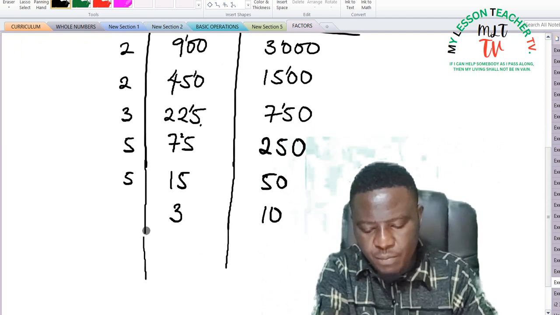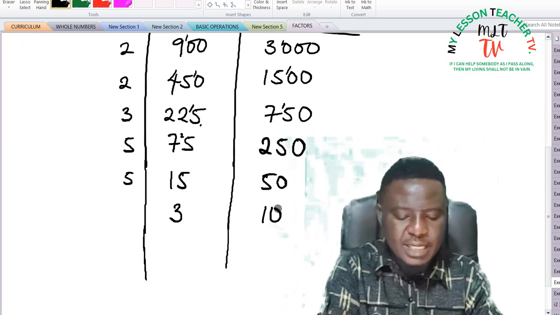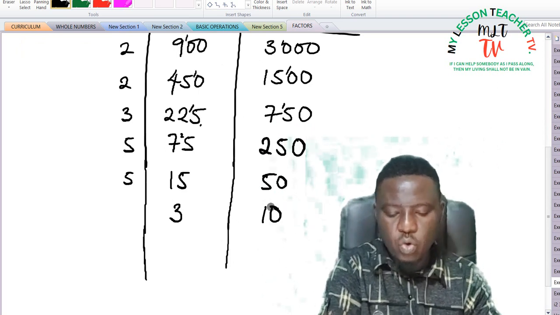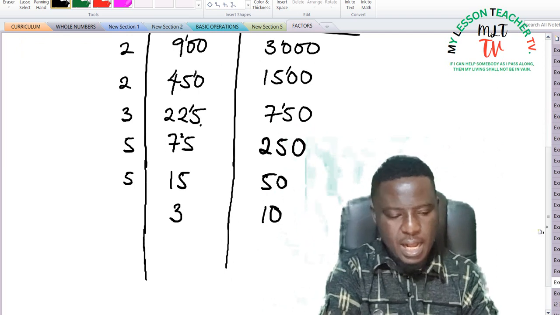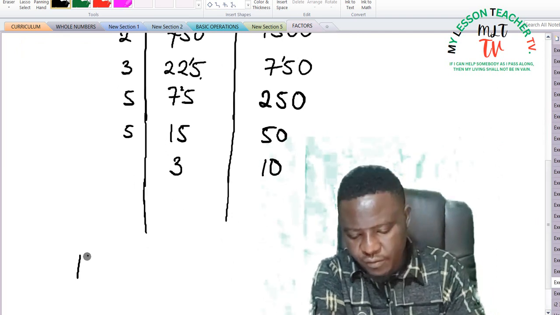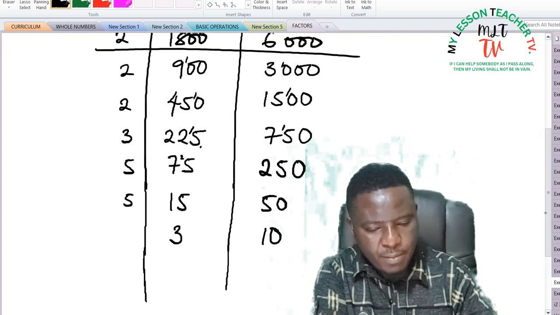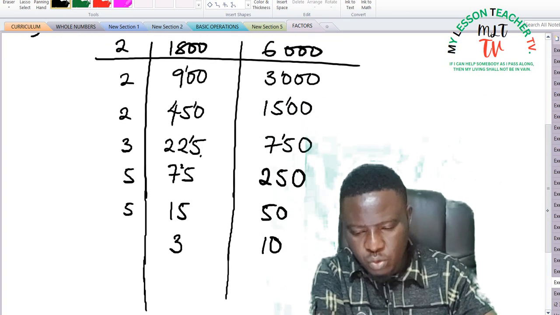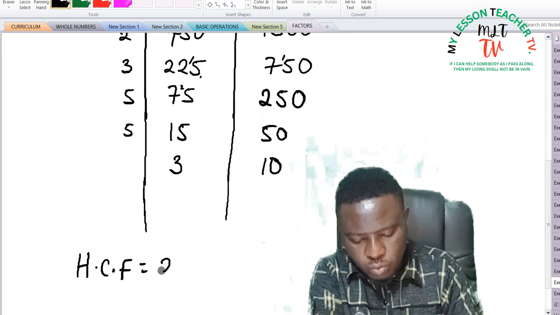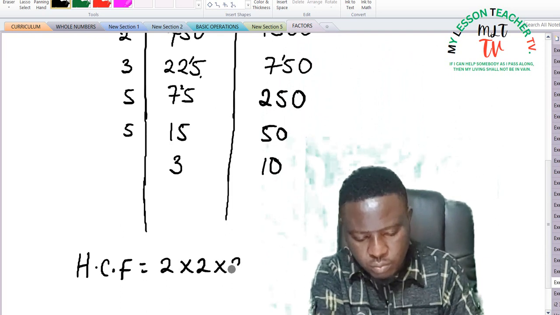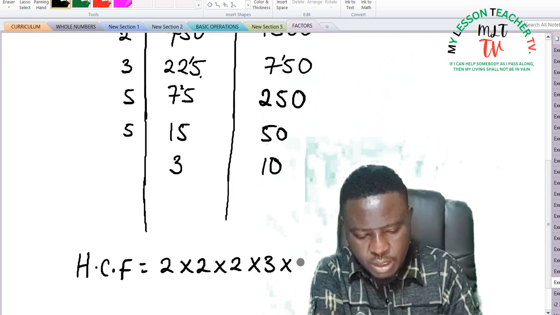There is no other prime number that can divide 3 and 10 without a remainder. So we shall then look out for the HCF. The HCF is said to be the product of all the prime numbers that are being used, which is 2 times 2 times 2 times 3 times 5 times 5.